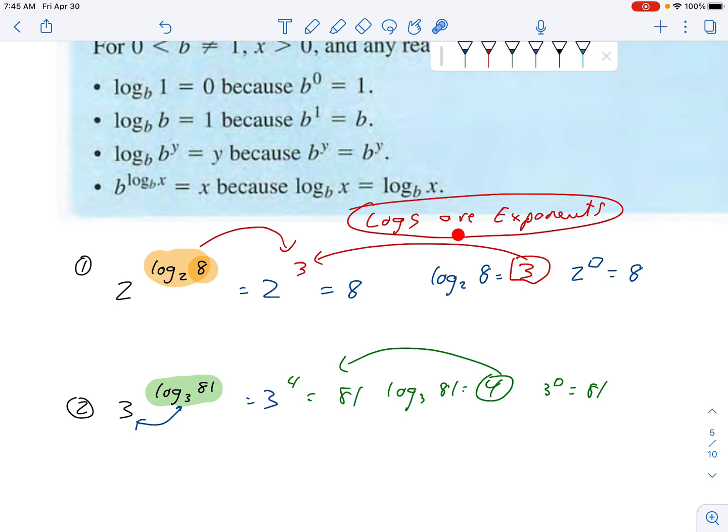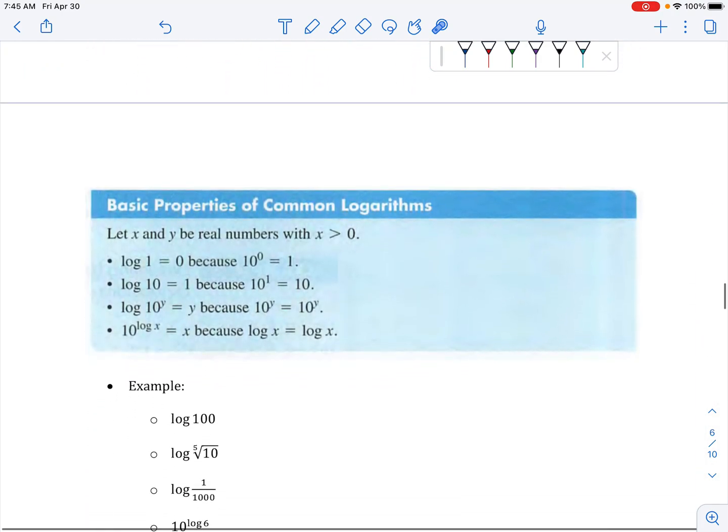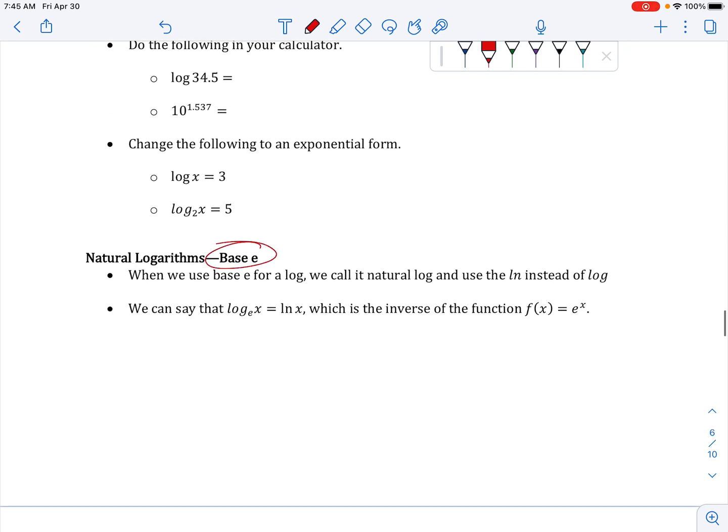So this is a nice idea. If logs are exponents, if I take a log and make it an exponent, as long as the bases match, I just get that number as my answer. And that's what this property says right here. So that's the first thing. Common logs we did. This was all base 10. We saw all these. Okay, natural log, base e.